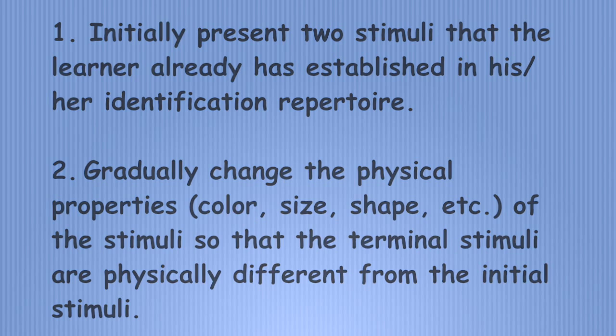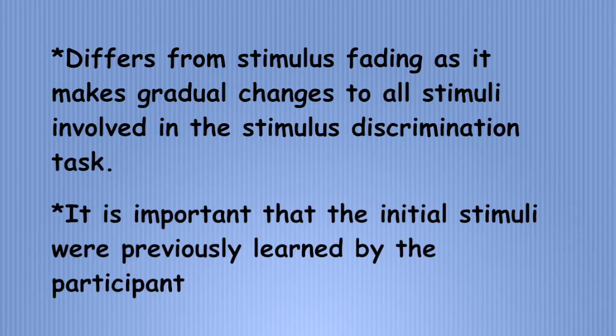This differs from stimulus fading as it makes gradual changes to all stimuli involved in the stimulus discrimination task until they have gone through a complete physical transformation and are different from the initial stimuli. To employ stimulus shaping, it is important that the initial stimuli were previously learned and easily identifiable by the participant.